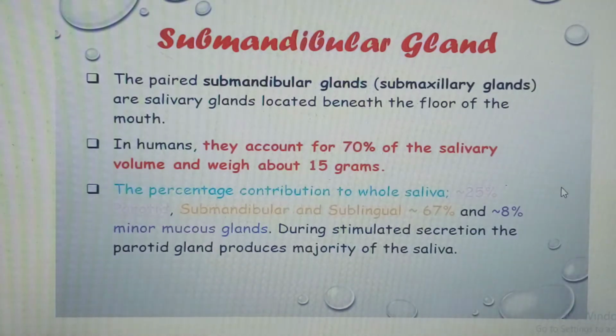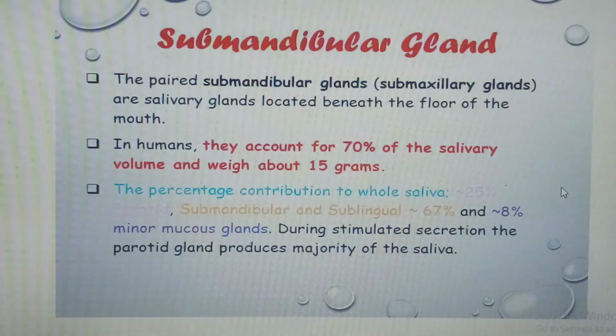Now it's actually a mixed gland. We will see that it has both mucous acini and serous acini, with more serous than mucous acini. In humans it accounts for approximately 70% of the volume of the saliva, with its weight in normal cases being around 15 grams.